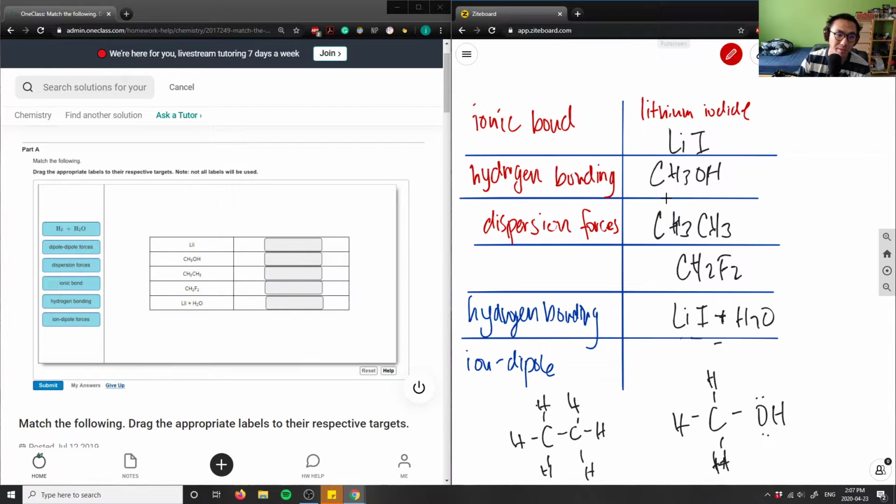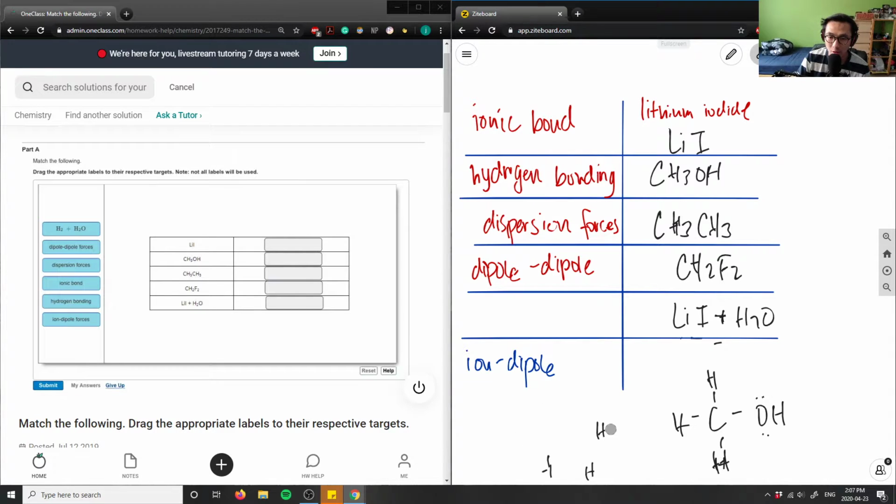CH2F2 here would be a dipole force, right? This here would be dipole, and the reason it's dipole is because I have a dipole moment between carbon and the fluorine here, right? So let me redraw this for you as well. Again, I have one carbon only, bonded to fluorine, and then bonded to H and bonded to H.